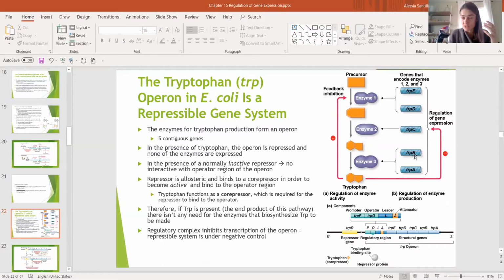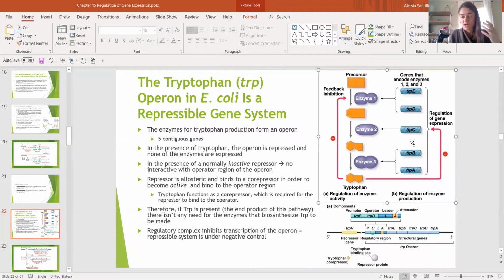In this picture, these genes encode 5 polypeptides, some of which interact with others and some of which don't, and we form 3 enzymes. Your book states that these 5 contiguous genes are necessary to make 1 enzyme. It doesn't really matter, just know that there are 5 contiguous genes, one next to each other, and since it's an operon, all of them are under the same regulatory sequences. They're all regulated by the same promoter and the same operator.